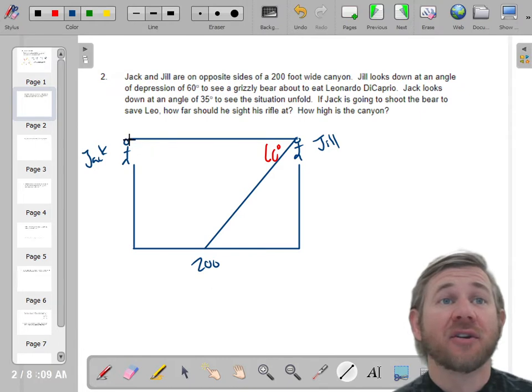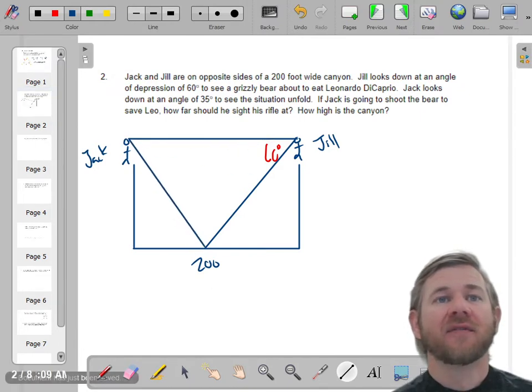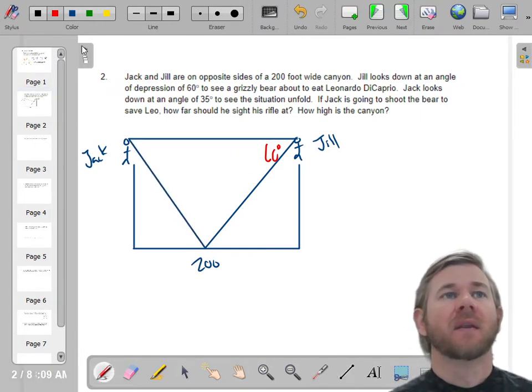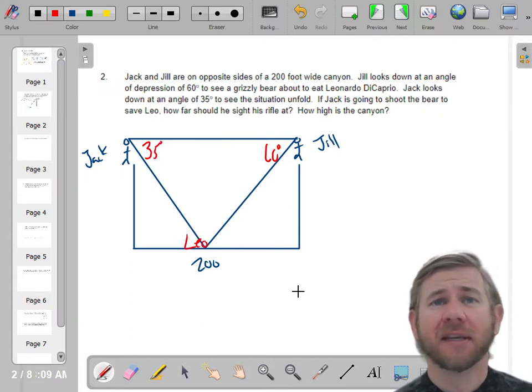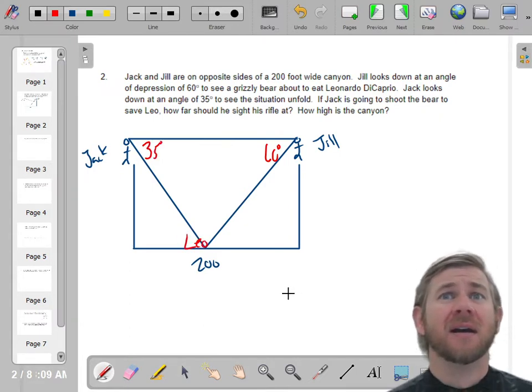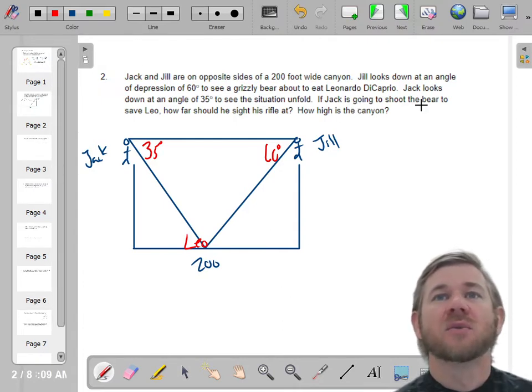Jack looks down at an angle of 35 degrees. So he's looking down at 35 degrees. And down here we have Leonardo DiCaprio apparently being eaten by a bear. Okay. Jack looks down at angle 35. Great. If Jack is going to shoot the bear to save Leo, how far should he sight his rifle?